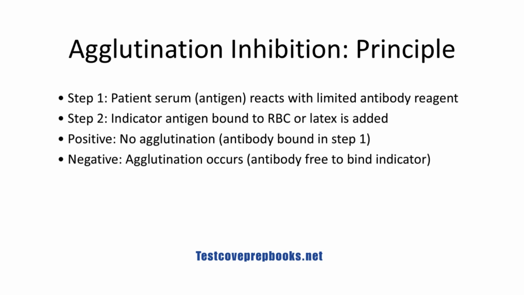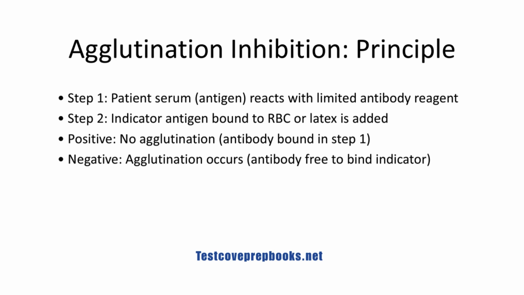In the first step, patient serum containing antigen is mixed with a limited amount of antibody reagent. In the second step, an indicator is added, such as the same antigen bound to red blood cells or latex particles. If the patient's serum contains the antigen, the antibodies bind in the first step and are no longer available to react in the second step. This produces a positive result, meaning no agglutination occurs.